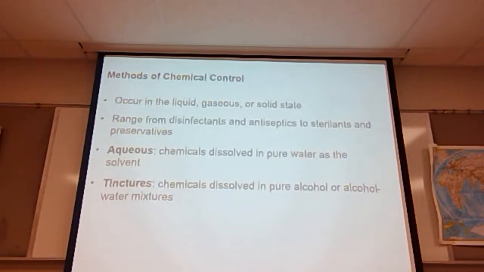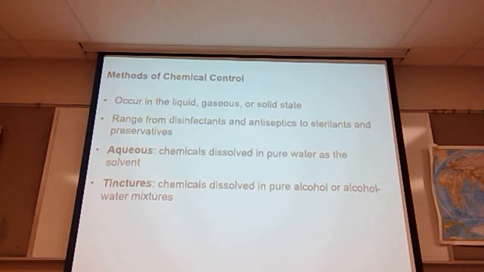So, methods of chemical control. Chemicals can either be in liquid form, in gaseous form, or in their solid state. They can range from disinfectants and antiseptics to sterilants and preservatives. If they are in a water solution, those are referred to as aqueous solutions. Most of the things you are going to get in the stores are going to be aqueous solutions. Tinctures are chemicals which are dissolved in pure alcohol or alcohol-water mixtures.